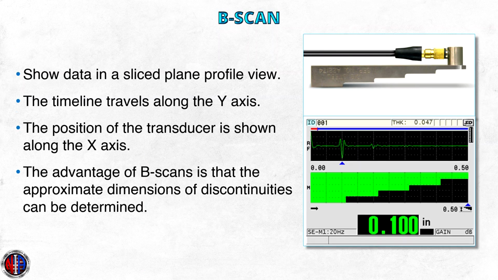The B-scan. B-scans show data in a sliced plane profile view, where the timeline travels along the y-axis, and the position of the transducer is shown along the x-axis. The advantage of the B-scan is that the approximate dimensions of the discontinuities can be determined.